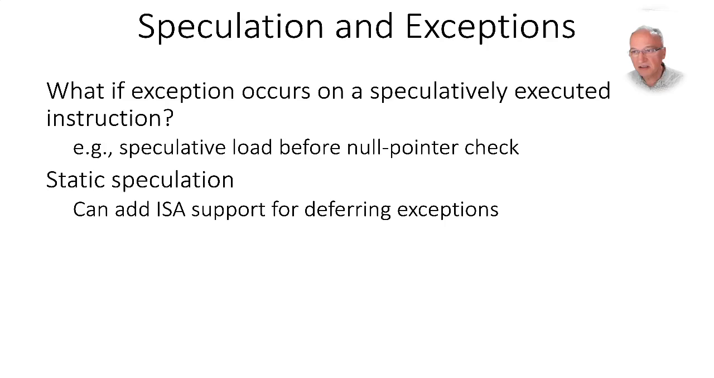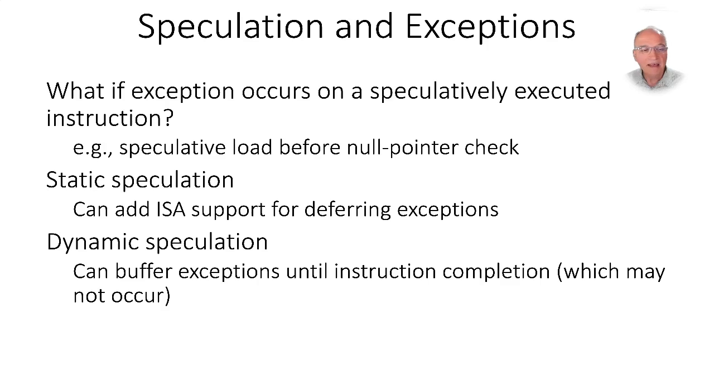In the case of static speculation, I could add instruction set architecture support to defer the exceptions. So I could, for example, have a special load instruction that tells the hardware, this is a speculative load. Do not produce an exception. If this leads to an exception, simply ignore the load. I'm going to do that again when it's safe. In the case of dynamic speculation, I can buffer the exceptions until the instruction completion, which may never occur.